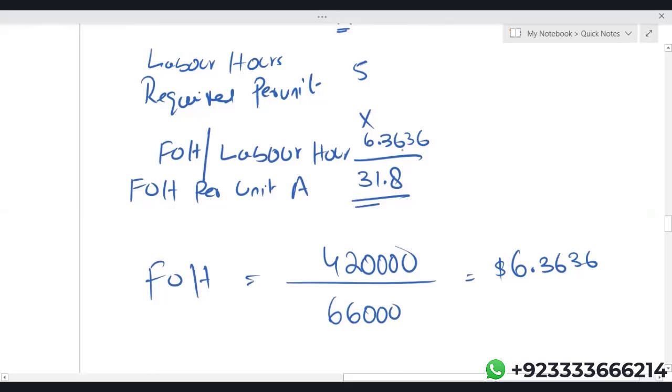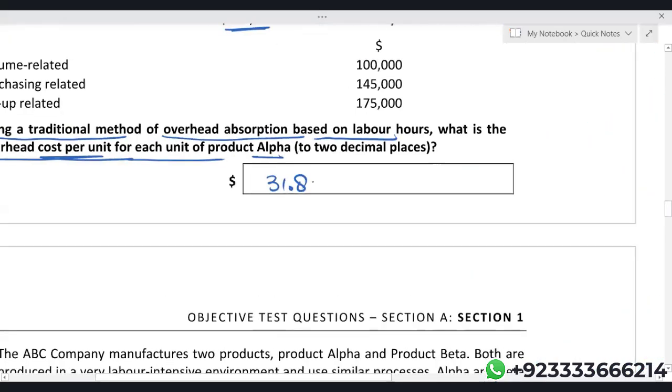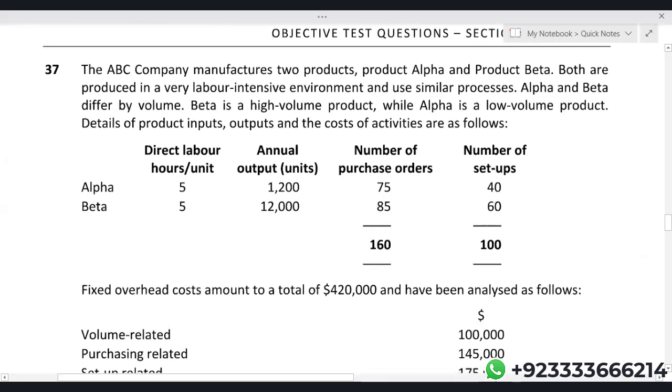So 5 multiplied by 6.3636. Now, student, I'm getting 31.8182. So with a little bit of change, 31.82. Just because the examiner was asking us to go for 2 decimal places. So 31.82.